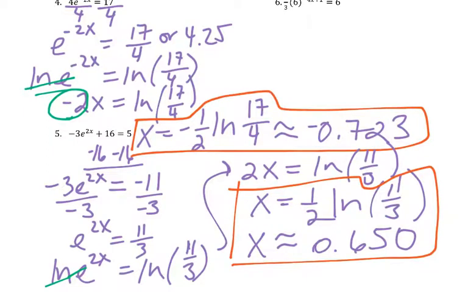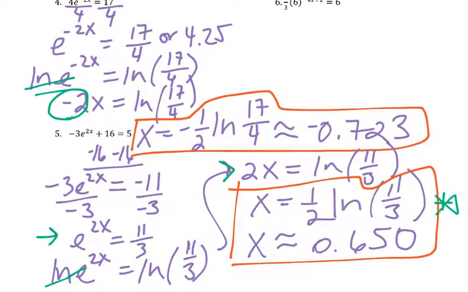Okay, for number 5, we start by subtracting 16 from both sides. After that, you divide by negative 3. You get e to the 2x equals 11 over 3. Do not change 11 over 3 into a decimal. Leave it as a fraction because it's exact. Then you take the natural log of both sides, and you get here 2x equals the natural log of 11 over 3. To get rid of the 2, I divided both sides by 2 or multiplied by 1/2. And you get x equals 1/2 natural log of 11 over 3.